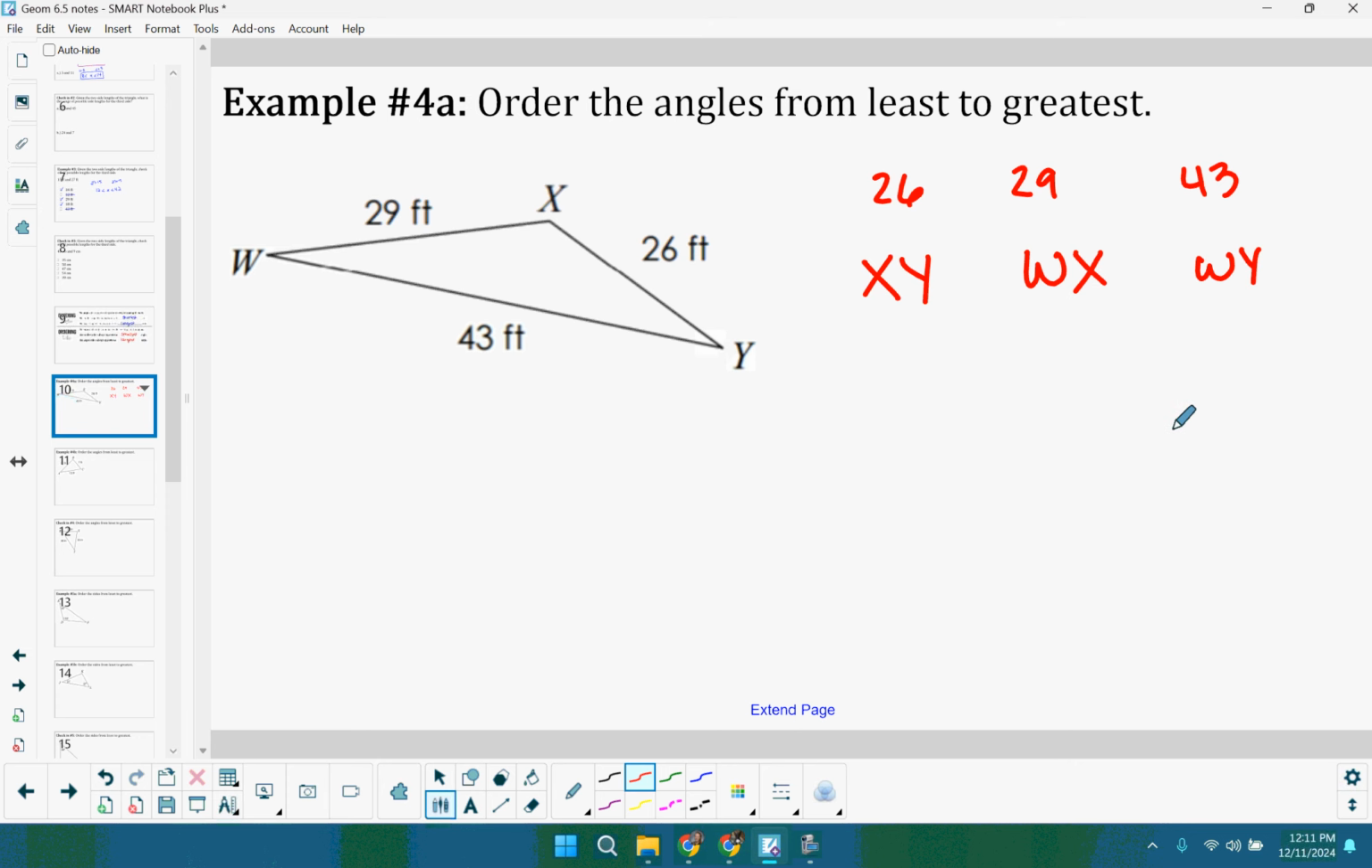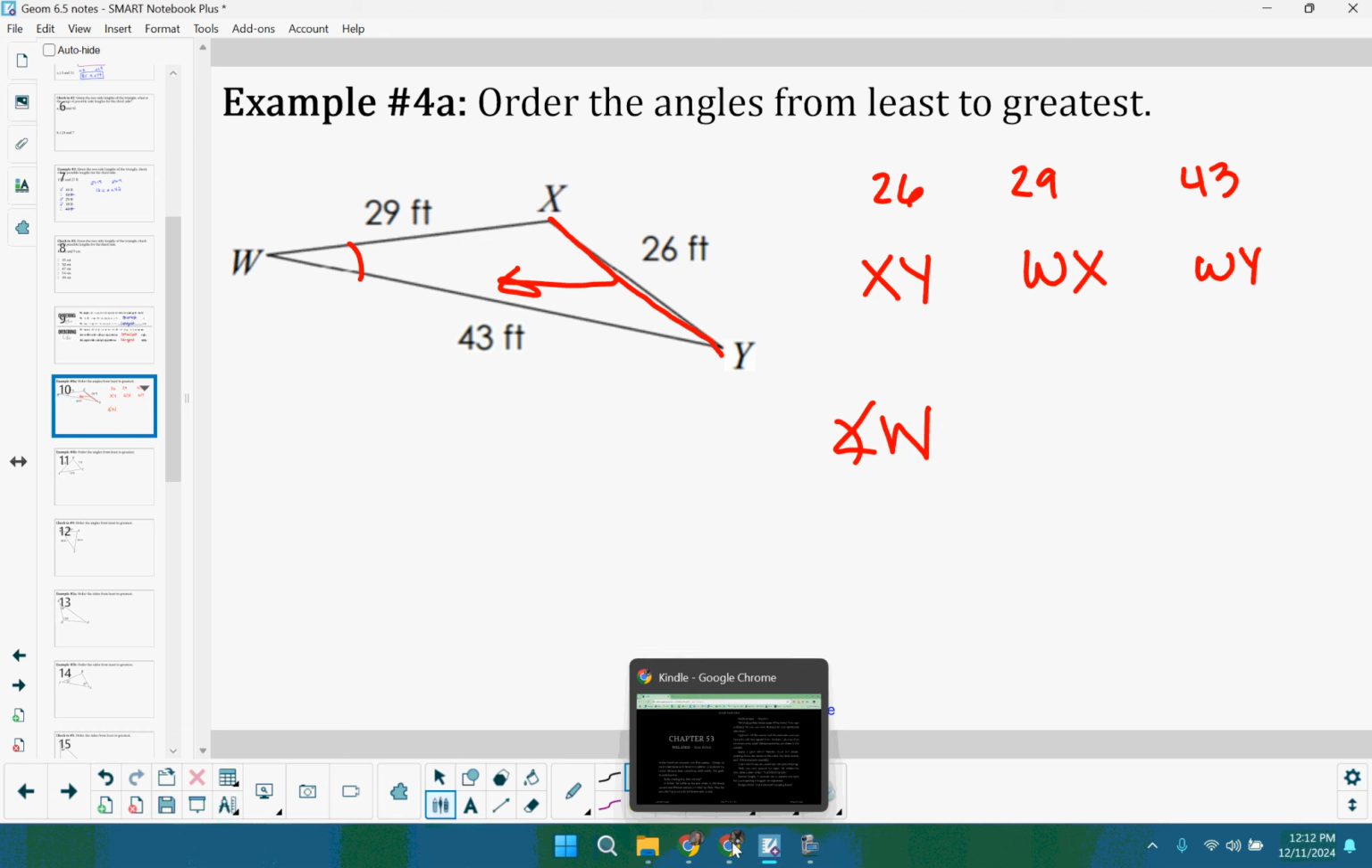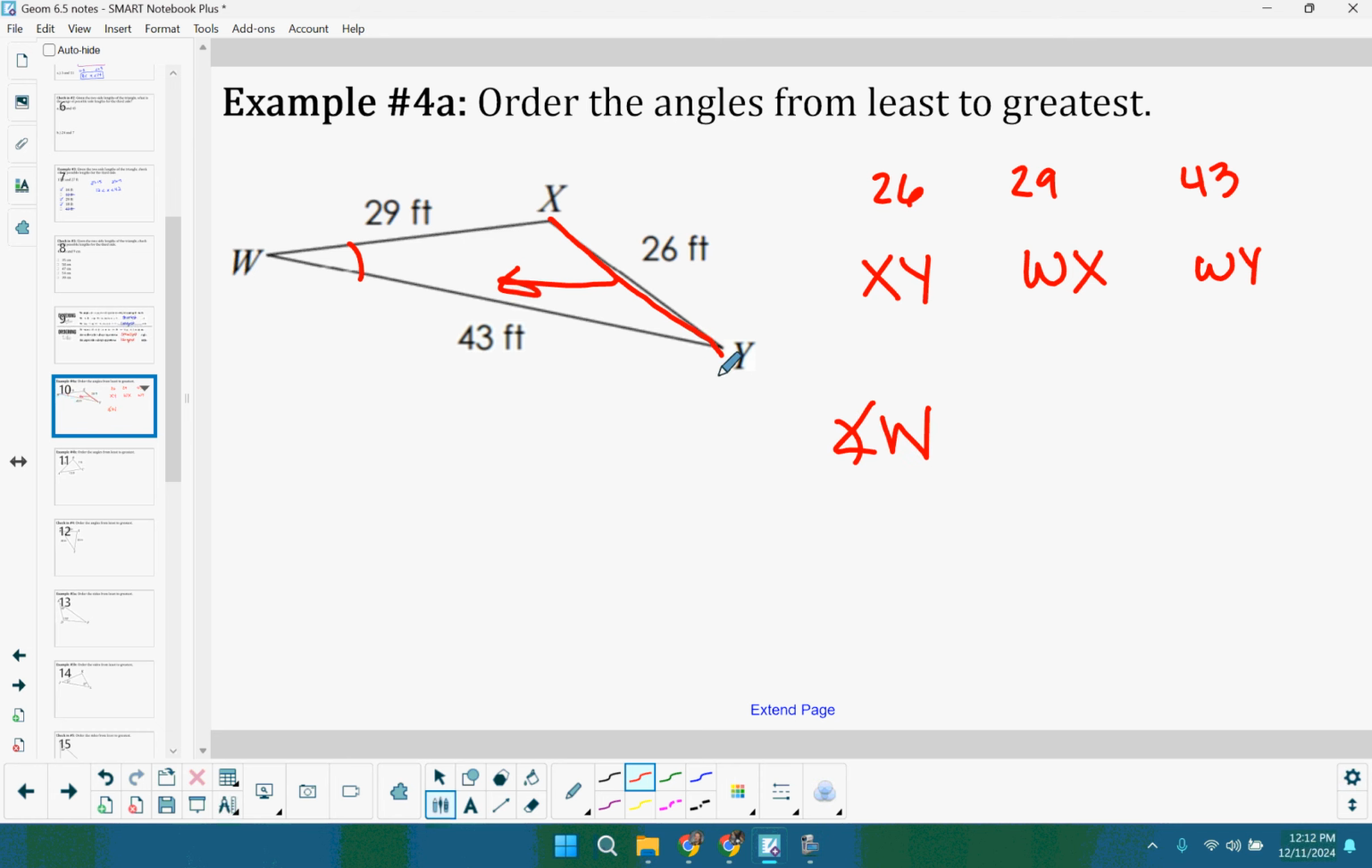Every time we have a side, it is across from an angle. So here, the side XY is opposite the angle over here. So XY is across from angle W. The other thing I could say is with the 3 letters in the triangle, the only letter that wasn't used on this side was W. So using that same logic, the only letter not used for side WX is Y. And then the only point not being used for WY is X.